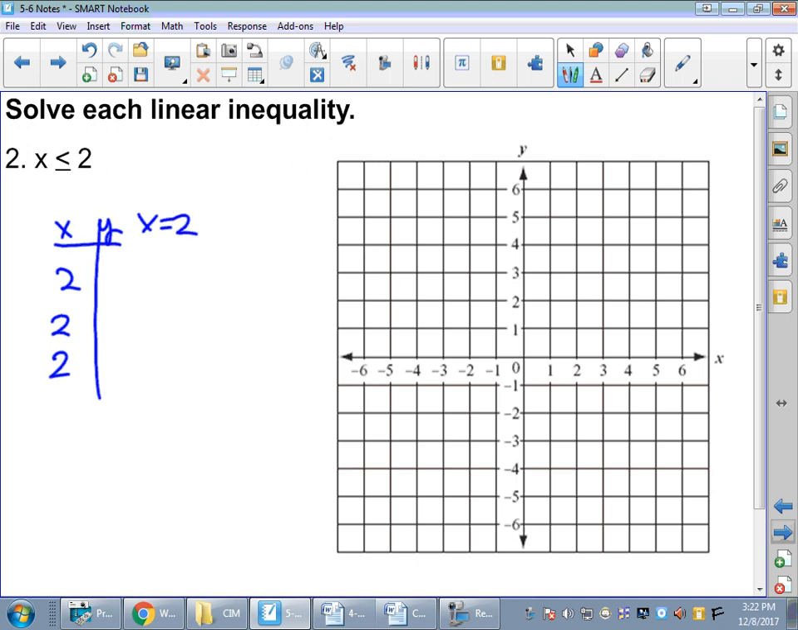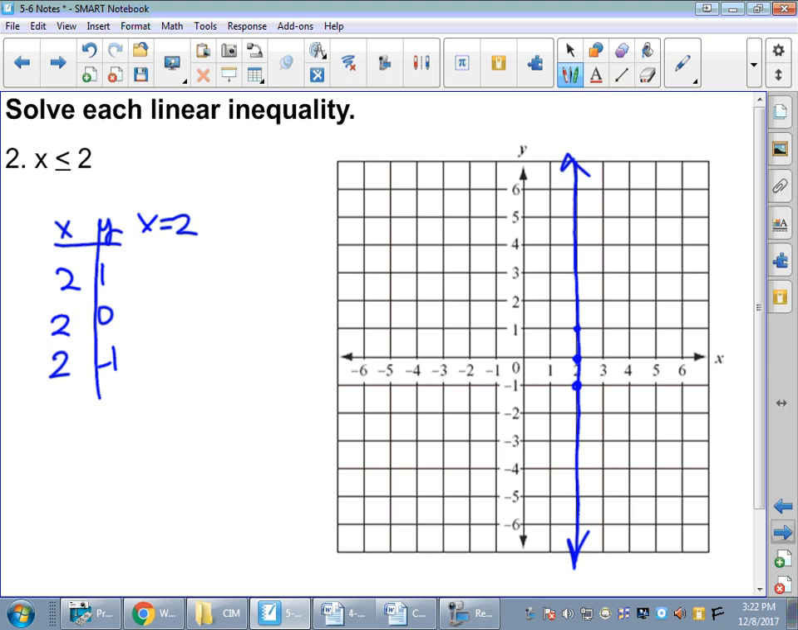And when x equals 2, I write down 2 three times in a table because I can never remember if x equals 2 is horizontal or vertical. So x equals 2 is (2, 1), (2, 0), and (2, -1). And that tells me that my points line up vertically. So this is the boundary line x equals 2.